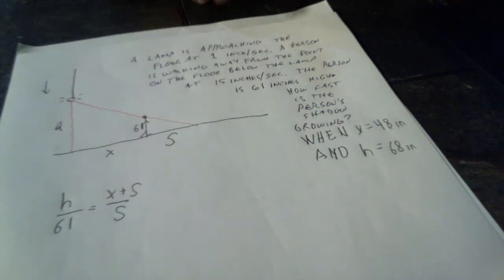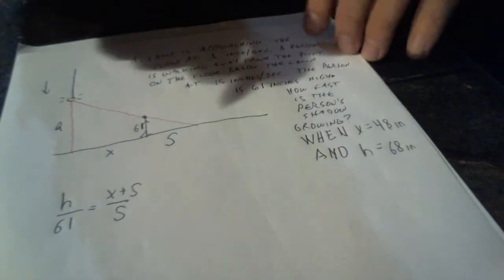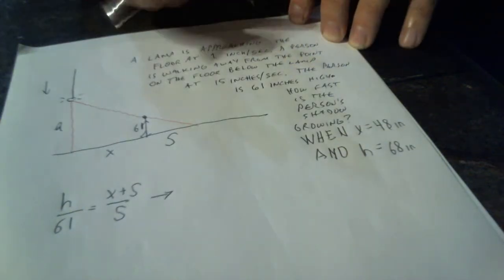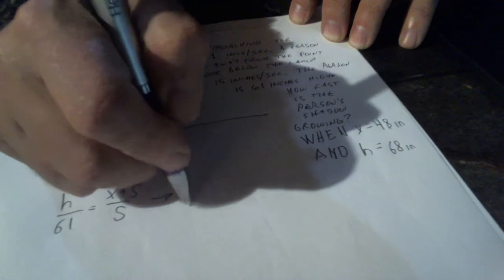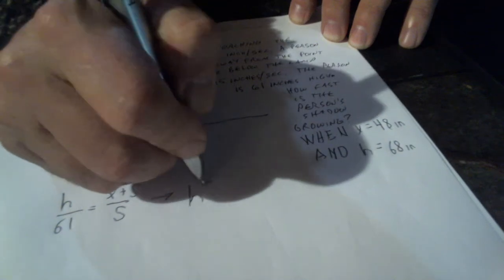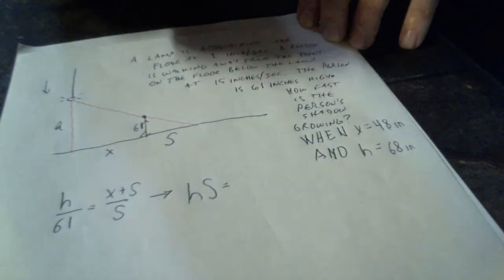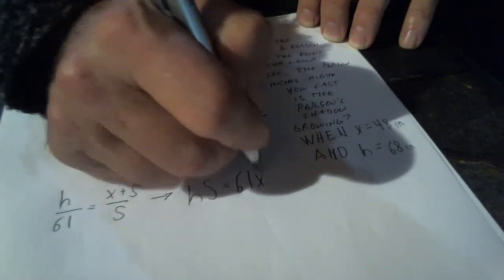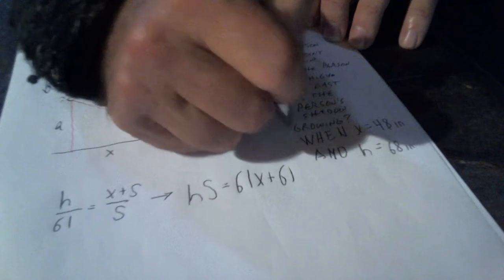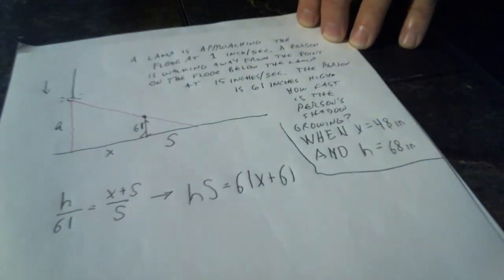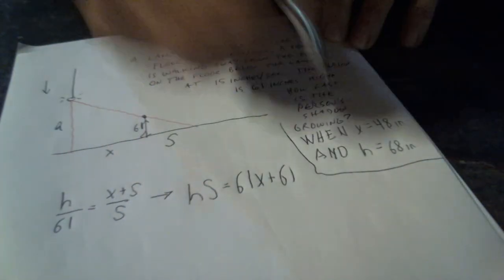I'm going to cross multiply so I don't have to use quotient rule. So that's going to give me, I'll use an arrow because you don't want to use an equal sign unless things are equal, hs is equal to 61x plus 61s.